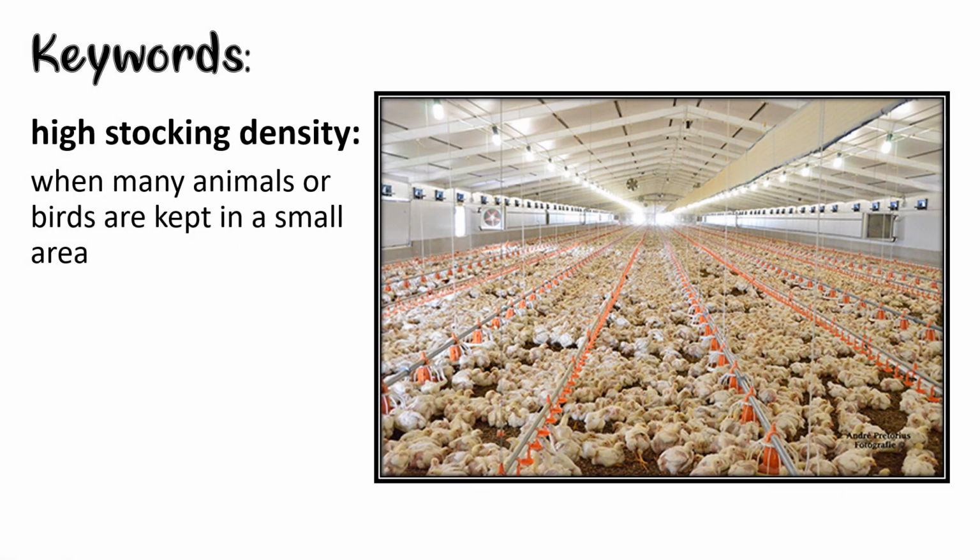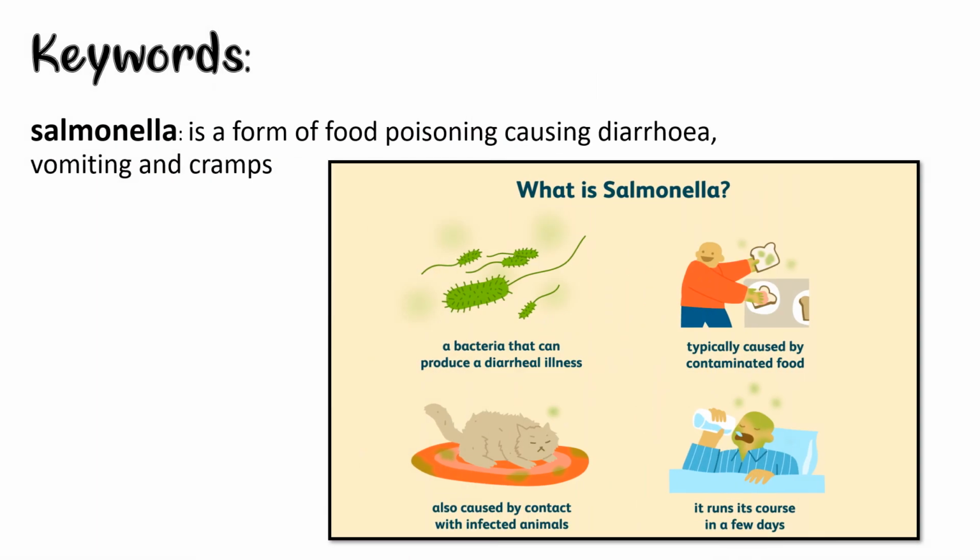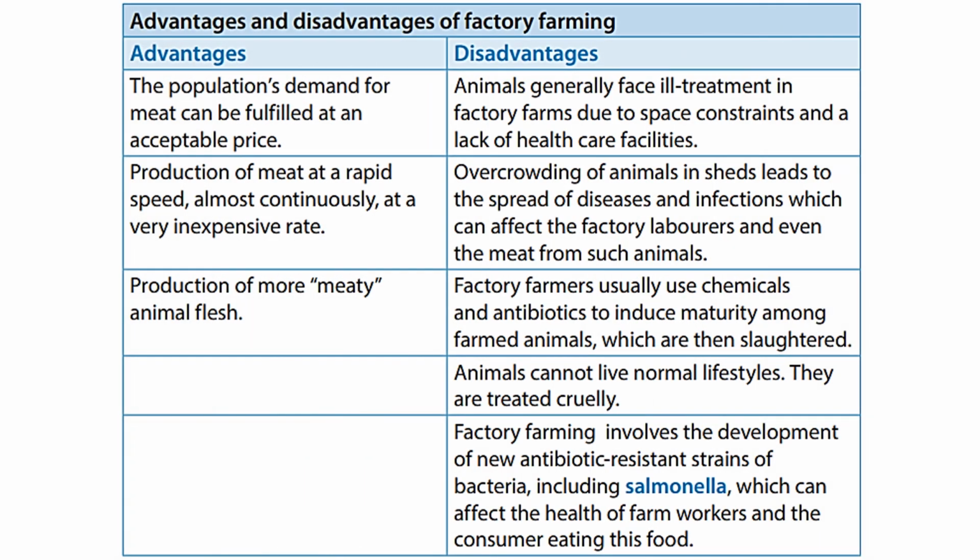Keywords: high stock density, when many animals or birds are kept in a small area. Salmonella is a form of food poisoning causing diarrhea, vomiting, and cramps. Have a look here at the advantages and disadvantages of factory farming.